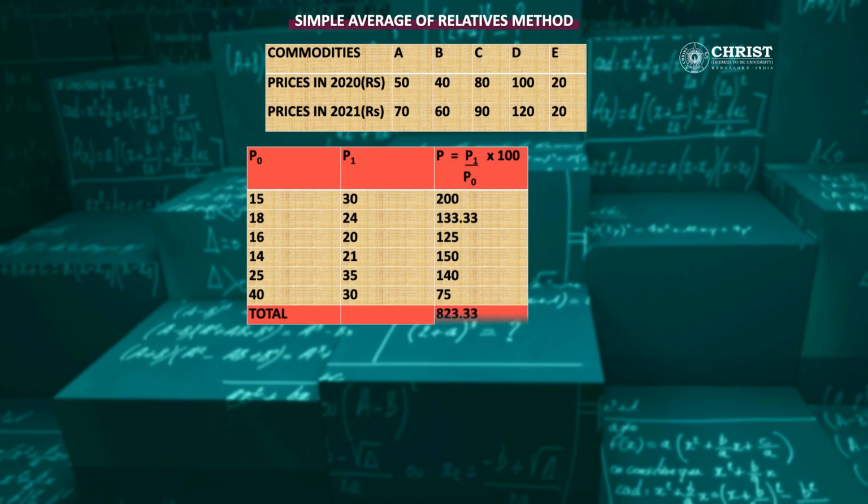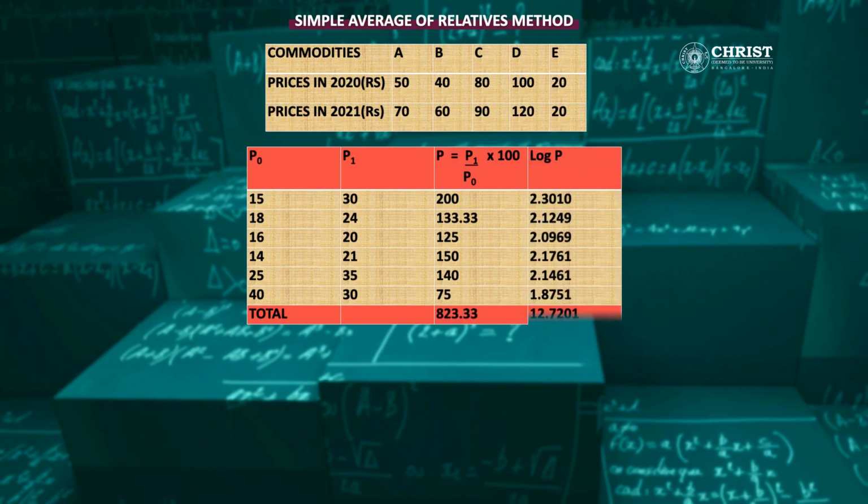Now we have to do the computation. Both the methods we have to use, that is, using arithmetic mean and geometric mean. So the arithmetic mean computation is based on price relatives. So price relatives we have to calculate for all values. That is P1 divided by P0 into 100. That is 30 divided by 15 into 100. That is the first value, 200.